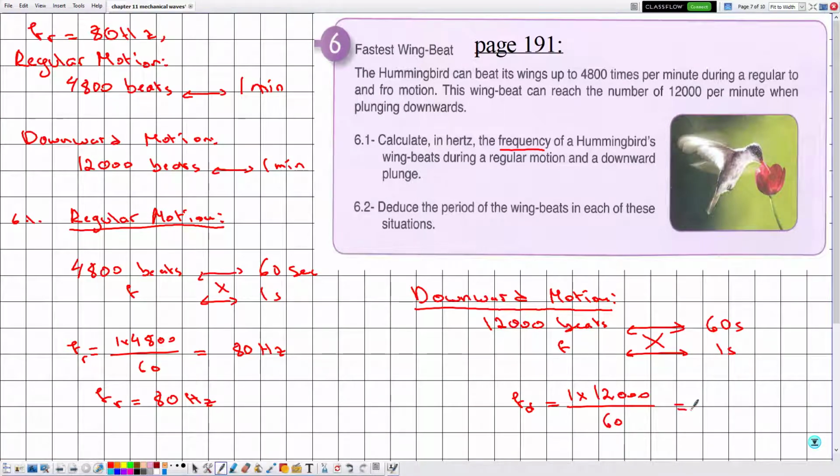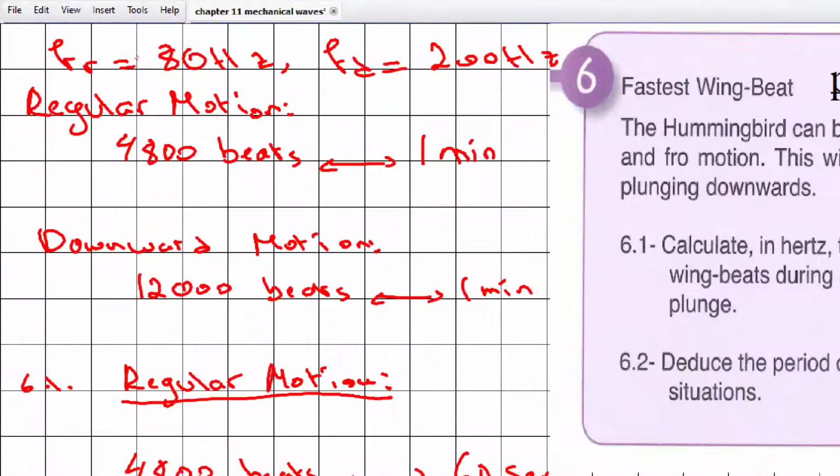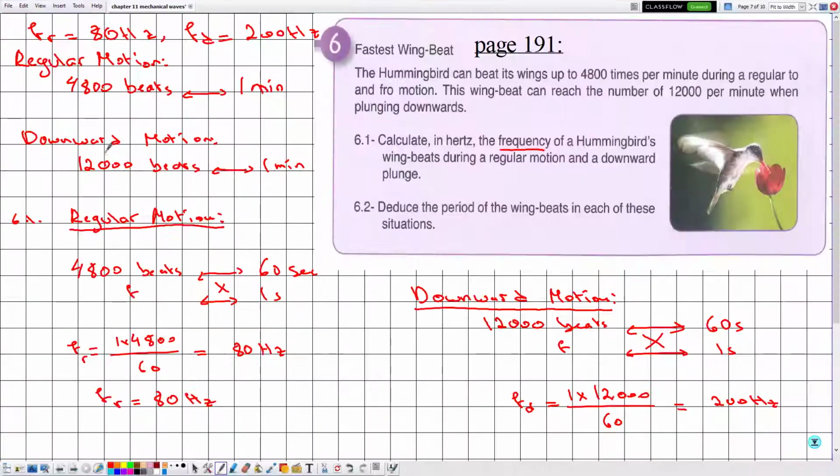Plugging this into the calculator, the value is given by 200 Hertz. So f_d is equal to 200 Hertz. And as you can see, because the number of beats is larger, we expect that the frequency corresponding to greater beats would be greater. Now let me make some space.